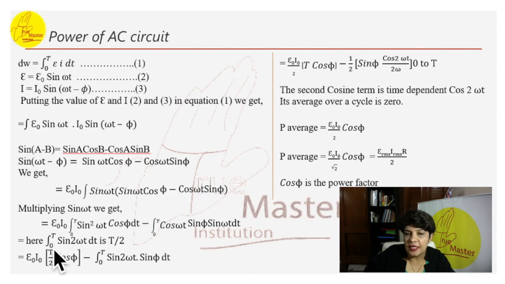Here the integral from 0 to T of sine square omega t dt is T by 2. This value is T by 2. So we can write T by 2 cos phi. And for the other one, this part, we can write the integral from 0 to T of sine 2 omega t sine phi here.